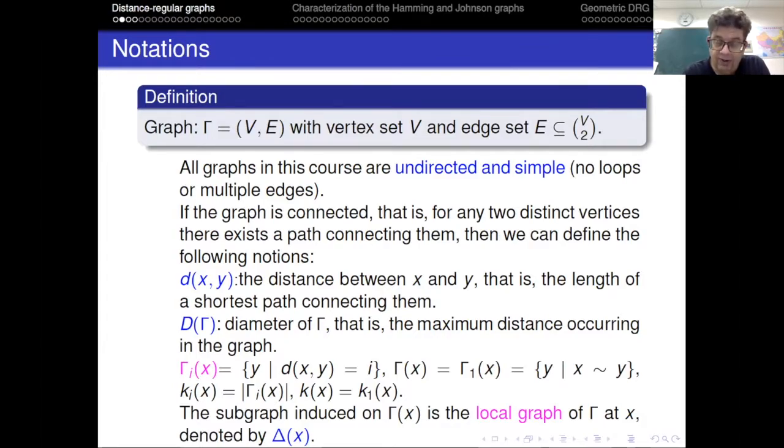For me, gamma_i(x) will be the set of vertices at distance i from a vertex x. Gamma(x) is gamma_1(x), the neighbors of x. k_i(x) is the order of gamma_i(x), and k(x) is the valency of x, which is k_1(x). The subgraph induced on gamma(x) is called the local graph of gamma at x. All the subgraphs I will use in this course are induced subgraphs. If I forget to mention that, I will always mean induced subgraphs.